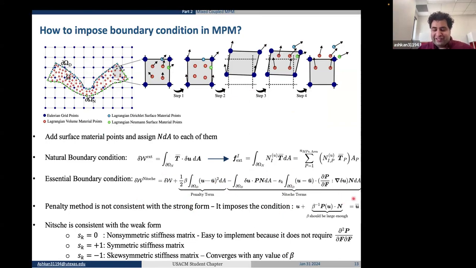It is something we are still working on. I don't have very complete results on it, but to resolve the issue of the penalty method, which requires a very large beta value, we use the Nitsche method, which is more stable.